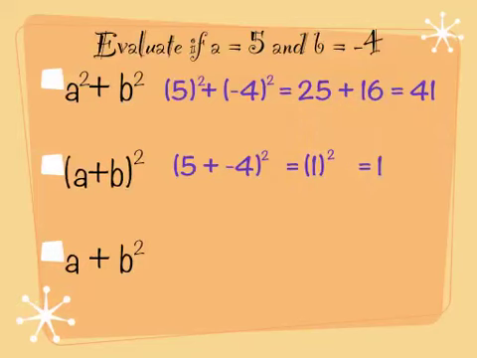In the last example, go ahead and plug them in again. This time I have A plus B squared. This time I do not have parentheses, so I need to go ahead and do negative 4 squared, which is negative 4 times negative 4, which is a positive 16. 5 plus 16 is 21.